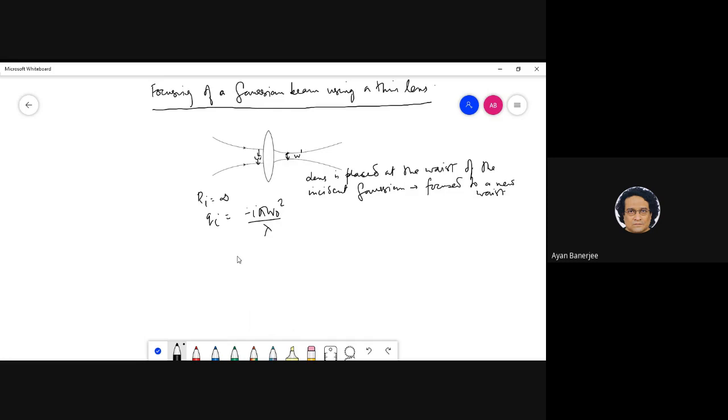This is my input waist, right? Basically, what I'm saying is that this is also traversing. So if this is my axis, this is say traversing some distance d, right? So the ABCD matrix will be ABCD.